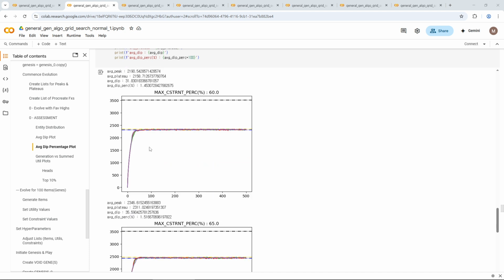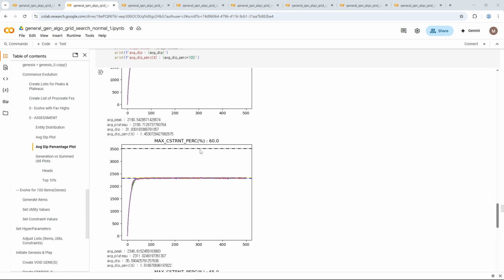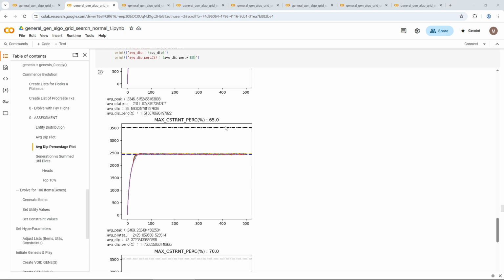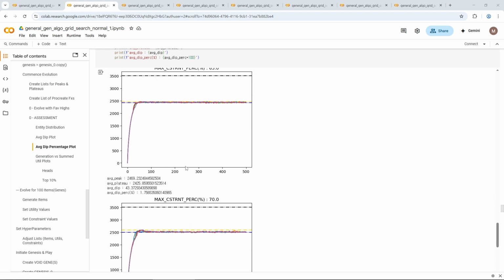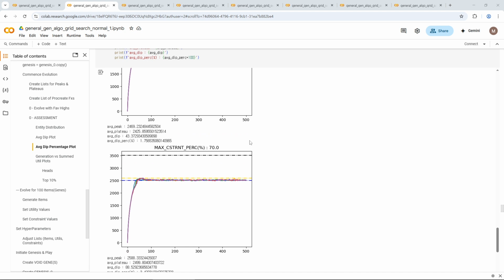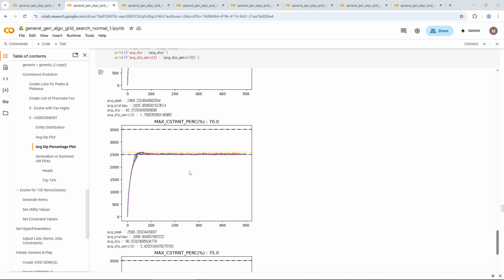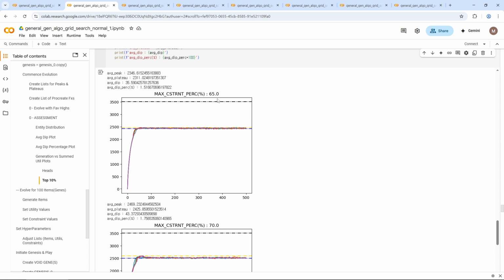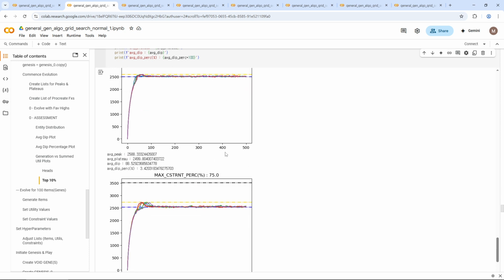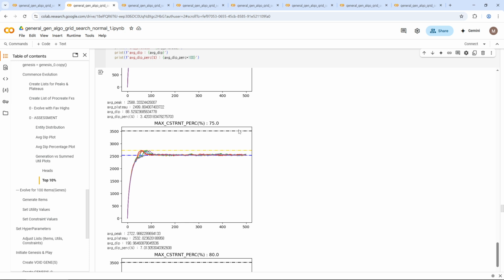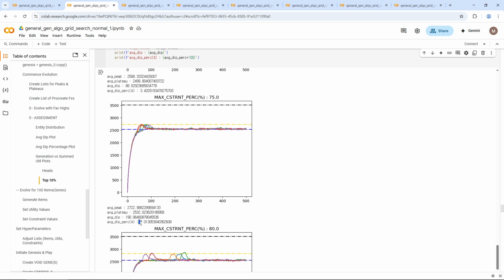At 60%, same. 65%, same. 70%. Now we see some peaks. Yep, and the average dip percentage was 3.4%, whereas at 65% it was 1.75. At 75%, the average dip percentage is at 7%, and the average plateau is 25.32.